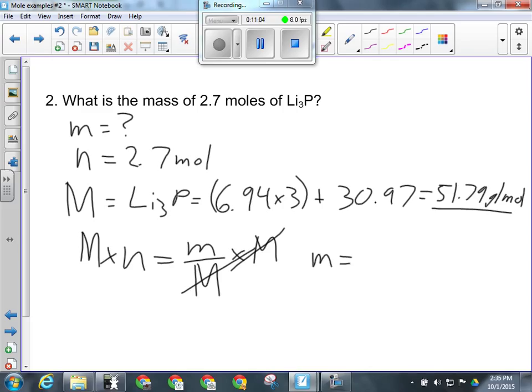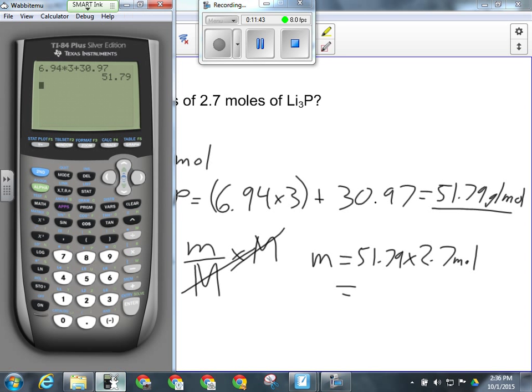All right. Little m equals big M, which was 51.79, multiplied by the 2.7 moles that I was given in the question. Okay, and that should make sense. If I know that 1 mole of this stuff has a mass of 51.79, and I've got 2.7 moles, it should make sense that by multiplying them, I would get my total mass. It's kind of like the elevator example I gave you the other day, right? If you know that the 6 people in the elevator all weigh 200 pounds, you got how many pounds in the elevator? 1,200 pounds, right? Okay, that's what we're doing here. All right, so we multiply those two.